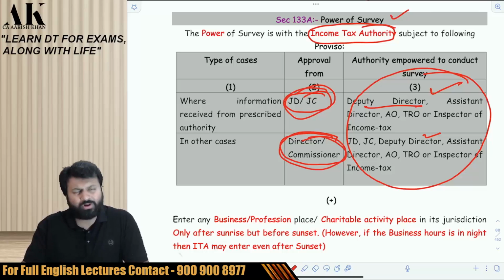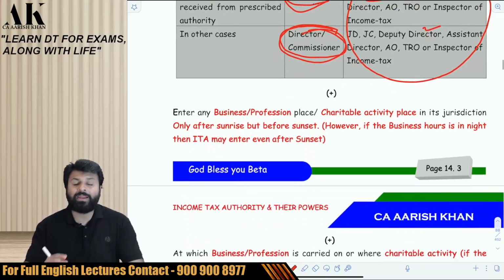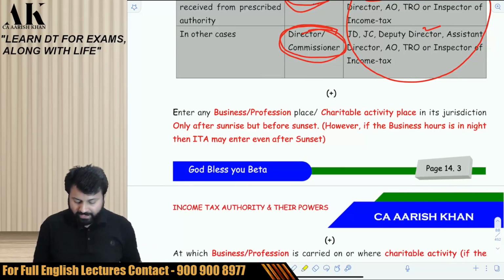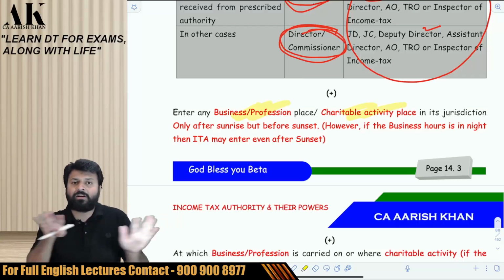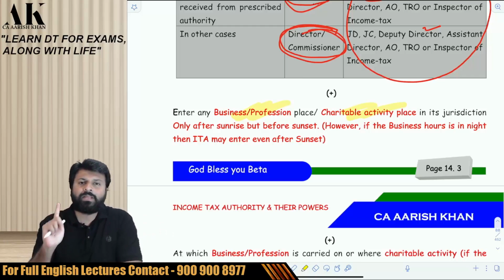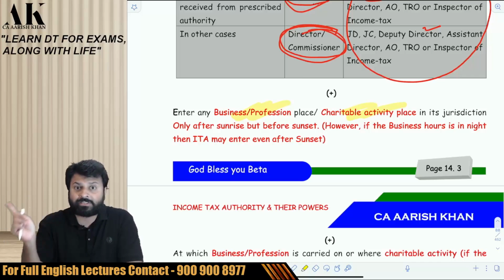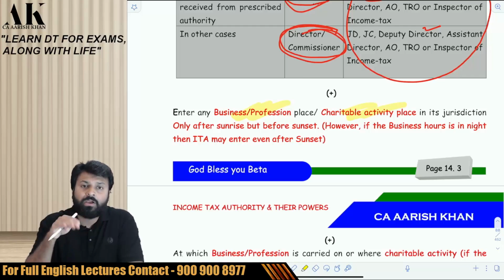Okay. Now that is not a very important part. Let us move on to something important. Where can the survey be done? A survey can be done at any business place. It can even be done at a charitable place now. Even charitable places are within the jurisdiction of survey, but religious places are not. Income tax authority cannot do a survey at a religious place, but it can do a survey at a charitable place and even a business and profession place.